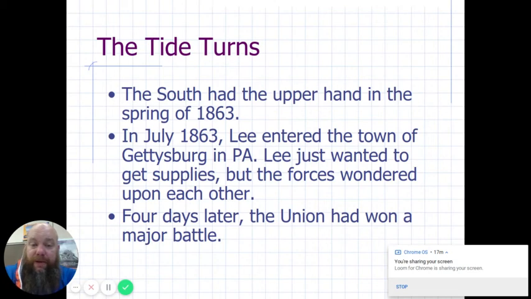This is a 4-day battle, and this is really considered to be the turning point of the war. Britain and France realize, hey, the South can't win this. We're not going to help them. Let's just pretend we don't have anything to do with this. This is really the turning of the tide. This is where it became pretty obvious to anyone except a few people in the South that the North is going to win.